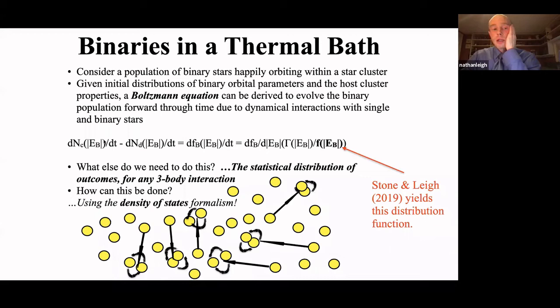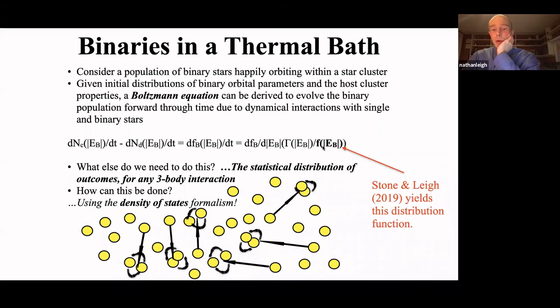And I've just written a very simple diffusion-based equation to convey the general concepts. We balance the rate at which binaries populate the different bins in, for example, orbital energy. Binaries flow into each bin and out of each bin due to single binary scatterings. And the critical ingredient that is needed is this function right here, which is what we get from Stone and Leigh 2019, since it provides the outcome distributions for three-body scatterings.